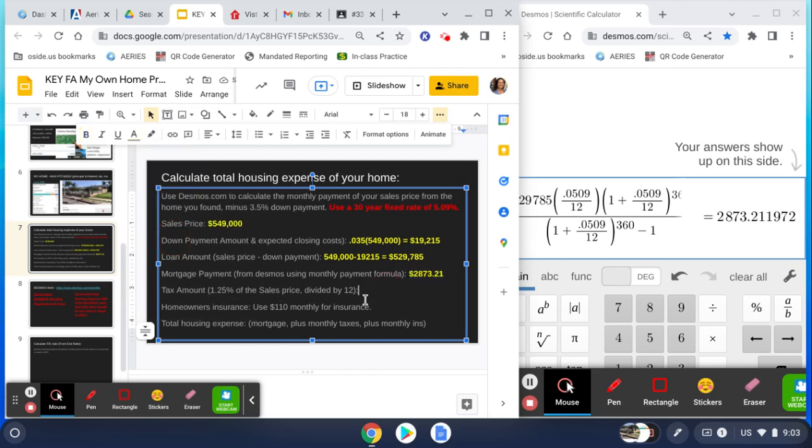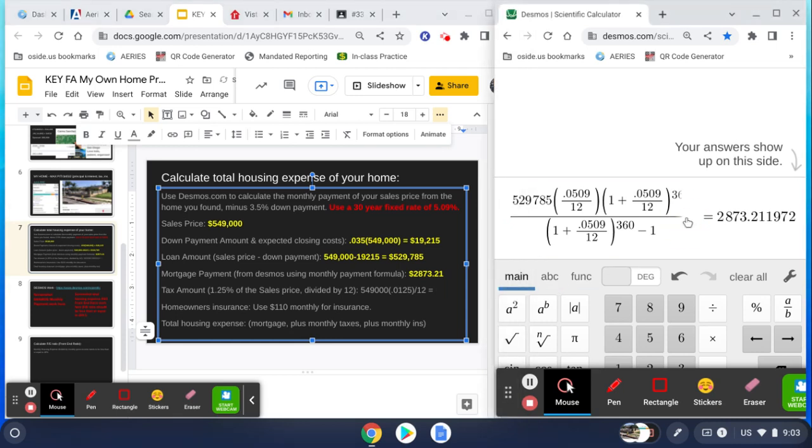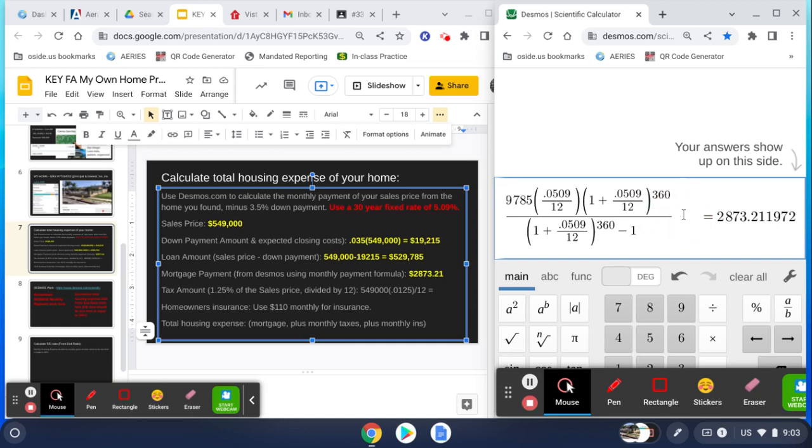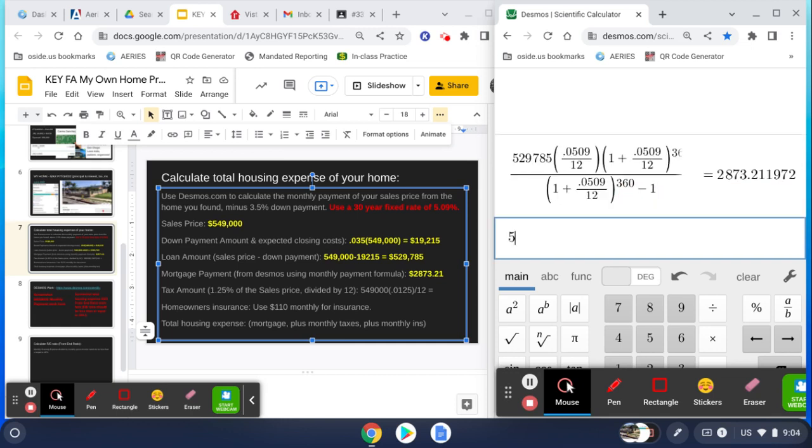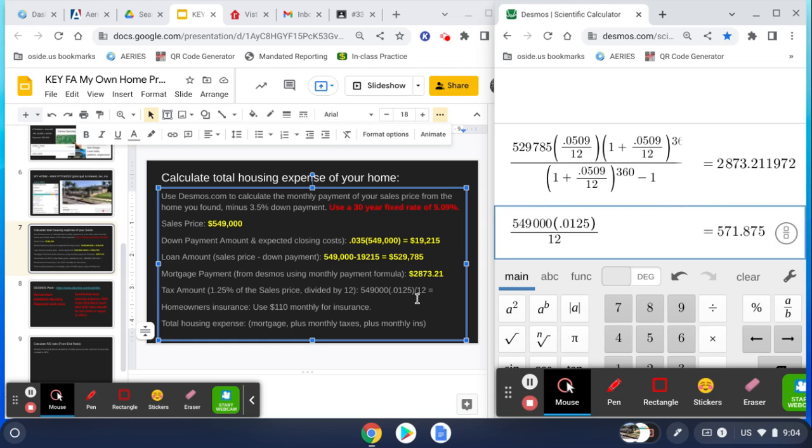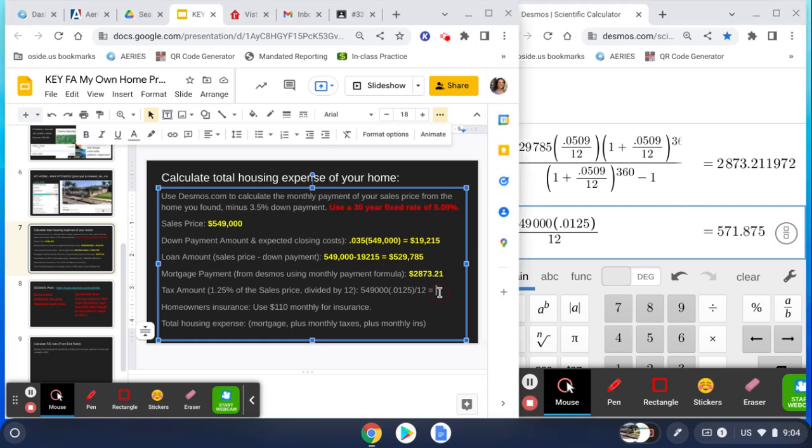Now the tax amount is the sales price times 1.25%. So this is 549 times 0.0125 divided by 12, because we want that tax figure monthly. So 549 times 0.0125 divided by 12. That's going to be $571.88 monthly.